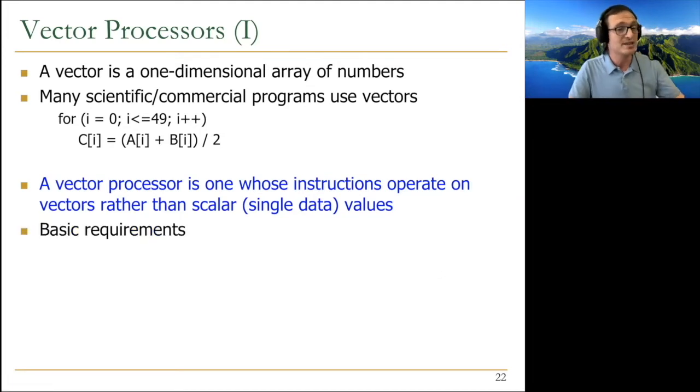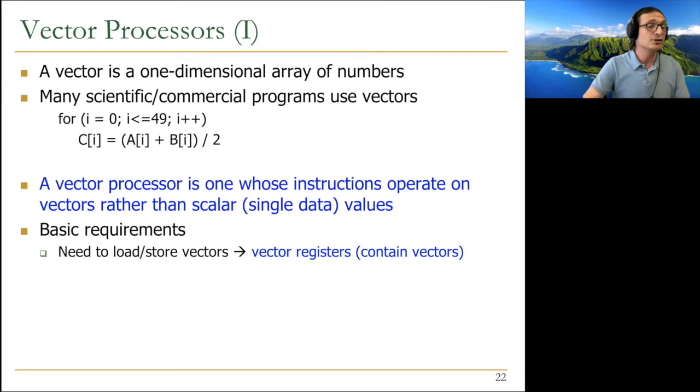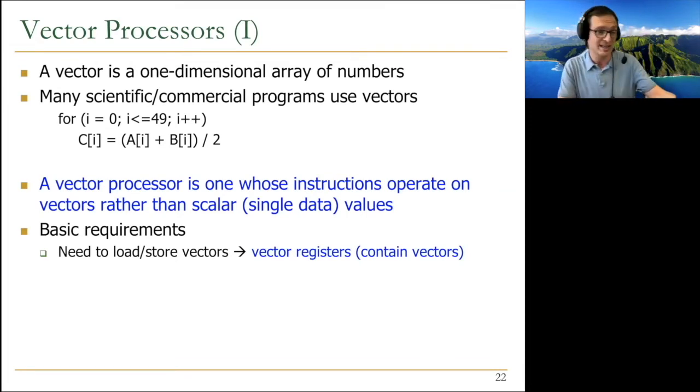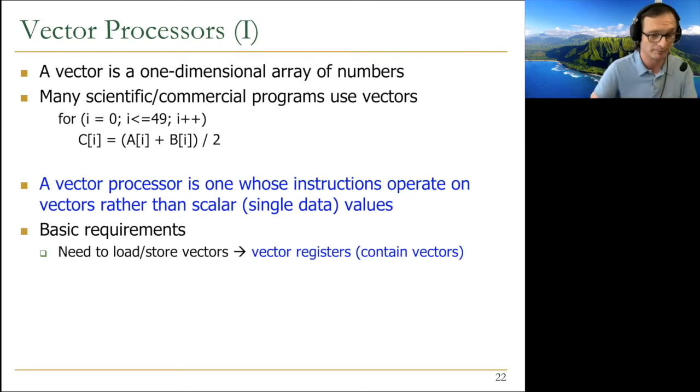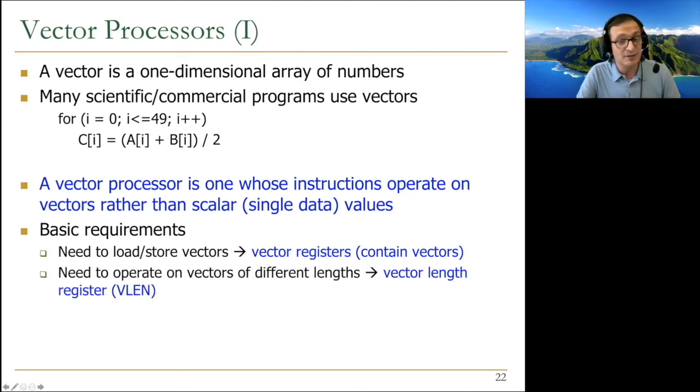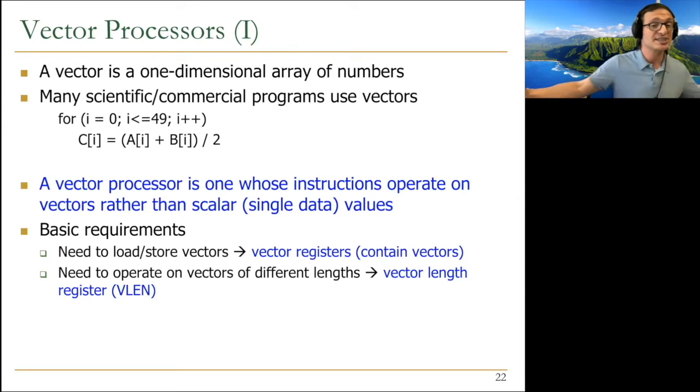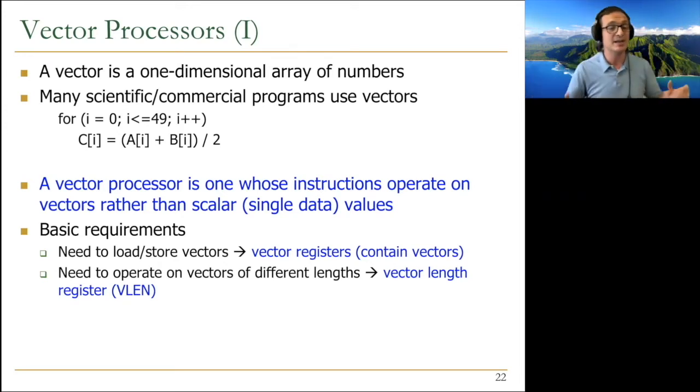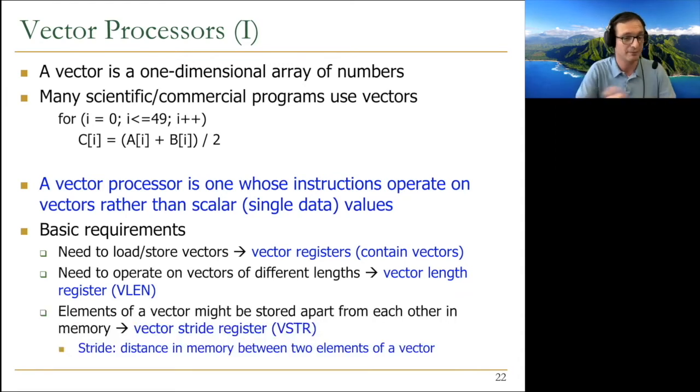So basic requirements for a vector processor are you need to load and store vectors. So you need vector registers that can contain vectors. I've shown you examples of those vector registers. We're going to see more and more. You need to operate on vectors of different lengths, meaning that you should be able to set the vector length register. And the vector length register specifies how many operations each instruction specifies at a given point in time. And the maximum can be the hardware vector length. Okay, but the software can set the vector length to something less than or equal to the hardware vector length, allowed vector length, basically. Okay, we will see this.